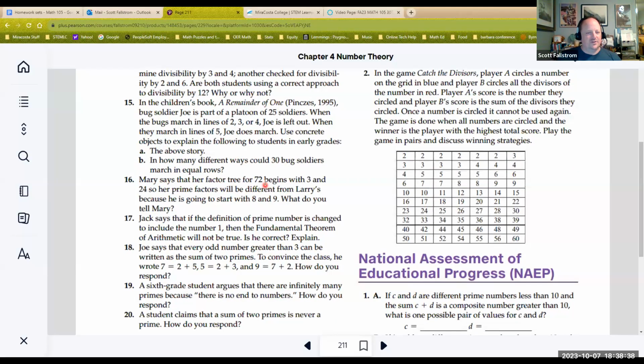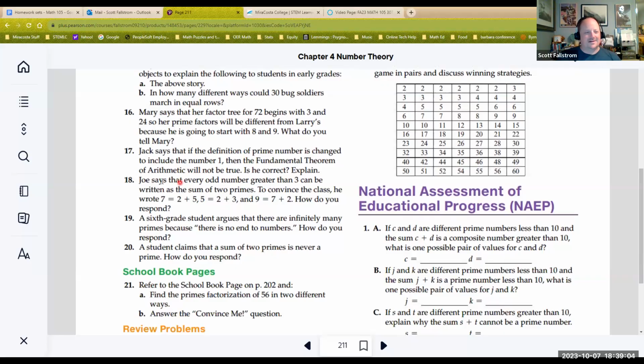Mary says her factor tree for 72 begins with a 3 and 24. So her prime factors will be different from Larry's because he's going to start with an 8 and a 9. If you haven't done something like this with kids, sometimes they think because we started differently, the end result will be different. What are you going to tell Mary about this, and how can you clarify it? And I hope that at some point in time you do mention the fundamental theorem of arithmetic, which is kind of a big deal. Let's see here.